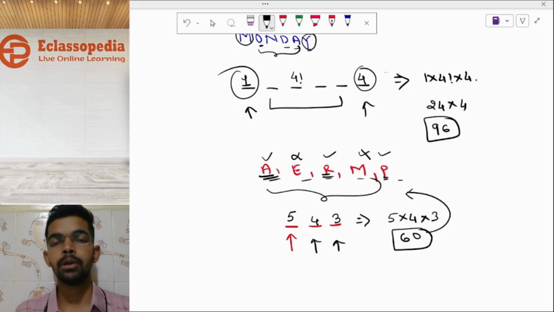So this was basically about permutation, that is arrangements of objects.